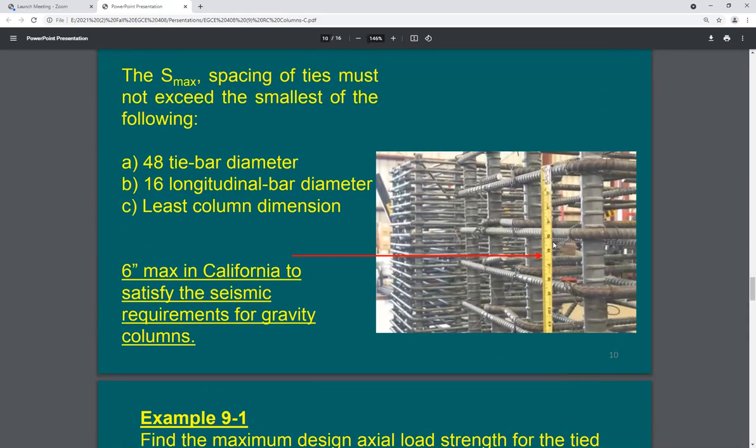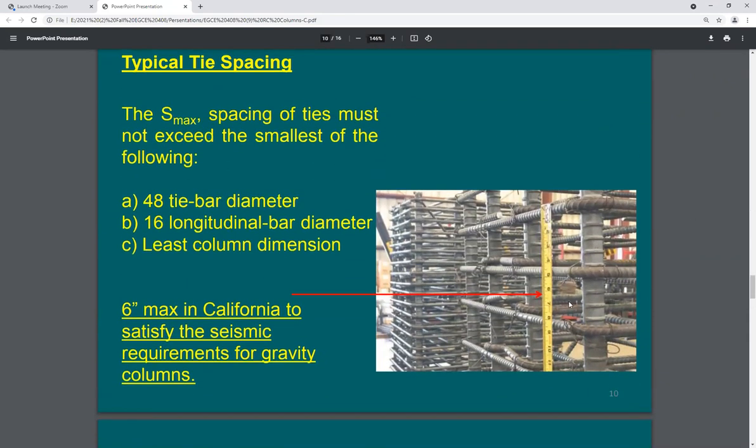Look at the spacing here, about 4 inches. This is very crowded. Just imagine how you would put your fingers in and tie the three boards. It's going to be kind of impossible, right? So the spacing here, the tie spacing.